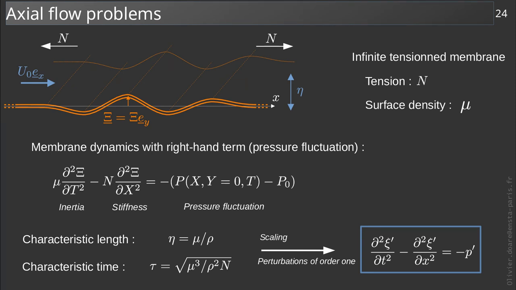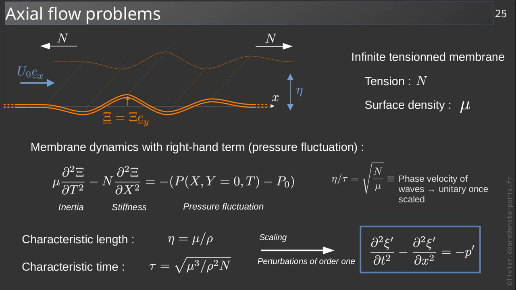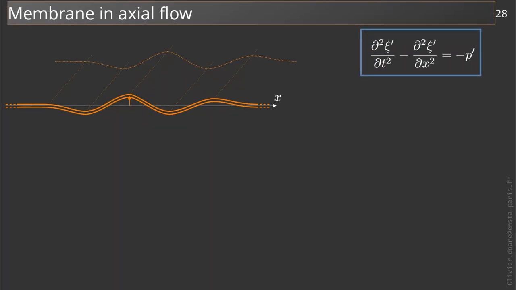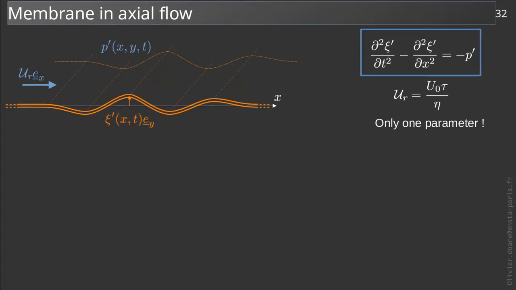In particular, we notice that it is a classical wave equation for strings and membranes with a propagation velocity equal to 1. This can be understood by remarking that eta over tau is precisely the wave velocity in the membrane in meters per second. We now have a problem which consists in looking for the pressure field P' in the fluid flowing at the velocity UR, following a displacement psi' along EY. Note that UR is the only parameter of the problem. This comes from the particular choice of the characteristic length that we made.